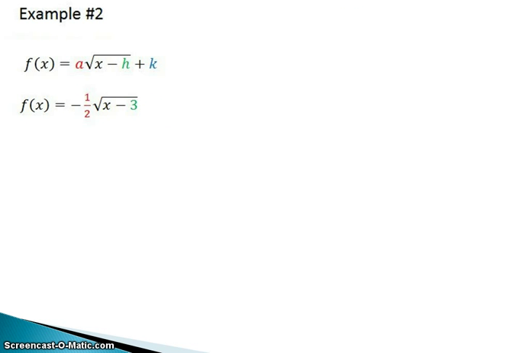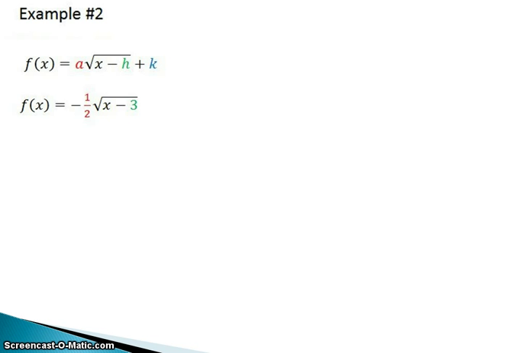This is our last example, because hopefully you are familiar with transformations by now and can understand this quickly. Again, I gave you the vertex form of the square root function, a times the square root of x minus h, plus k. Now, in this example, we have negative 1/2 times the square root of x minus 3.